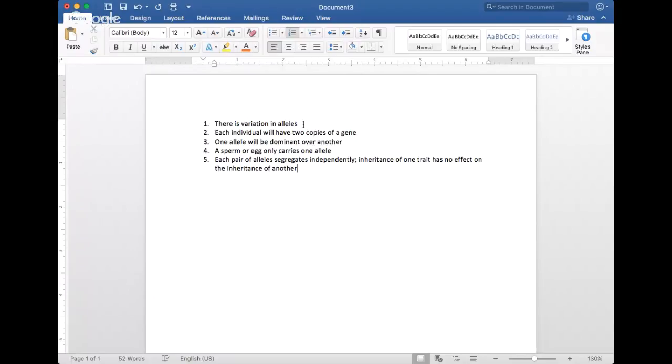He also figured out that each individual will have 2 copies of a gene. Okay? They will have 2 alleles present.